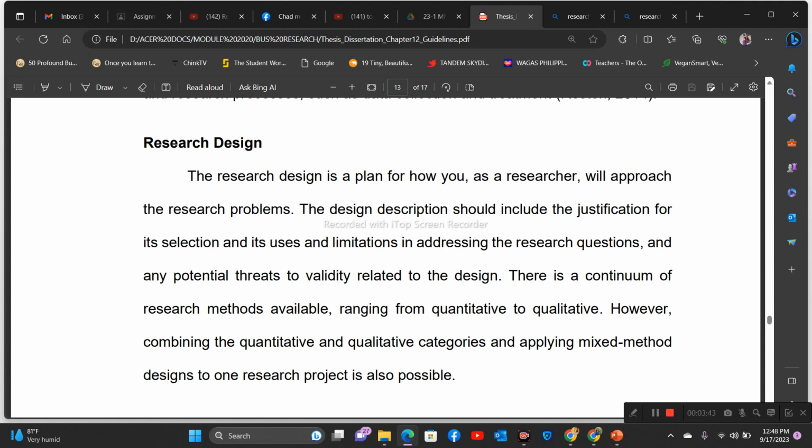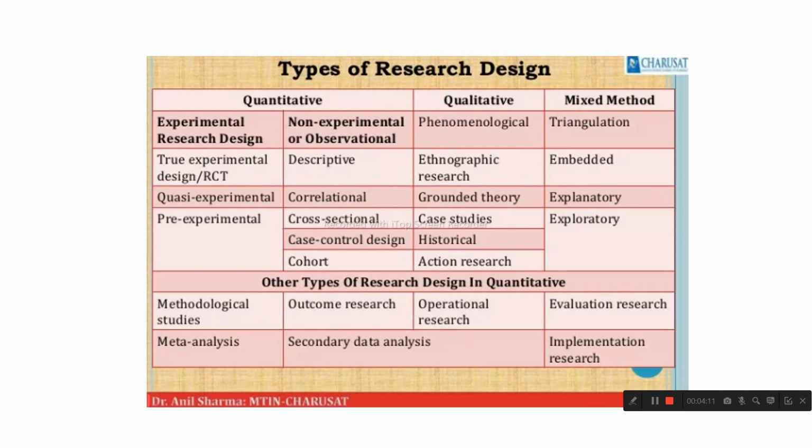Example, because quantitative, qualitative, and mixed methods have different types and subtypes. If you say the research design of the study is qualitative, qualitative has three or more subtypes. According to Dr. Anil Sharma, there are different types of research designs: quantitative, qualitative, and mixed methods. Under the quantitative, there are subtypes. It could either be experimental research design or non-experimental or observational.